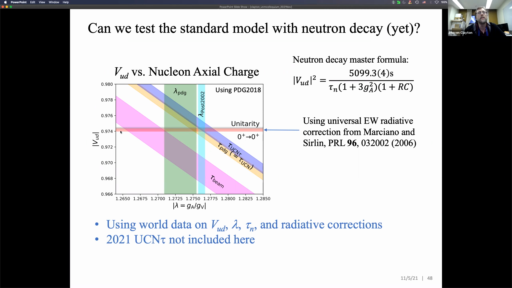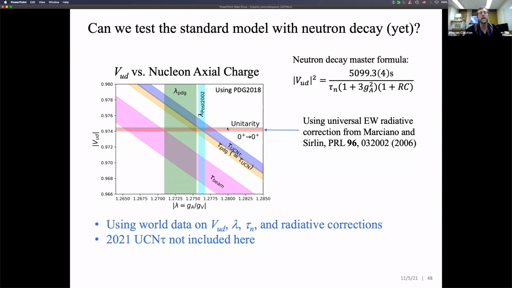So VUD can also be determined by this nuclear decay, as I showed before, and that's this red band. And this is old. I'll show an updated version actually, but the experimental result here has to account for nuclear corrections as well, because here the neutrons are bound up in a nucleus, and so you have to consider that environment and correct for that. Unitarity, if it's correct, would be this gray band.